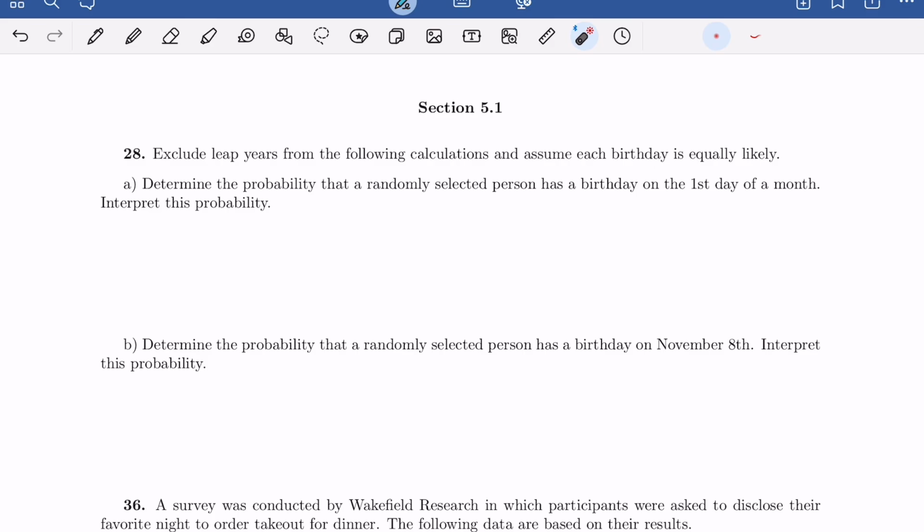So this brings us to section 5.1, where we're looking at probability rules. For question 28 here, we're going to exclude leap years from the following calculations and assume each birthday is equally likely.